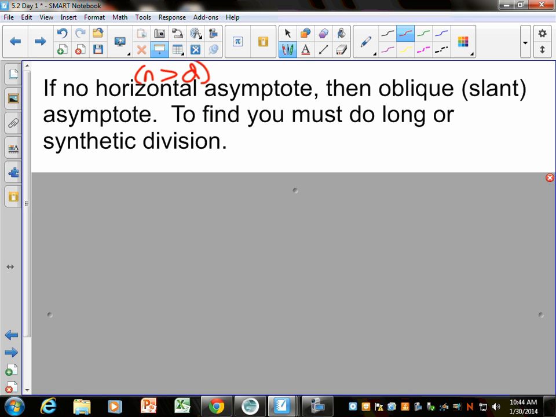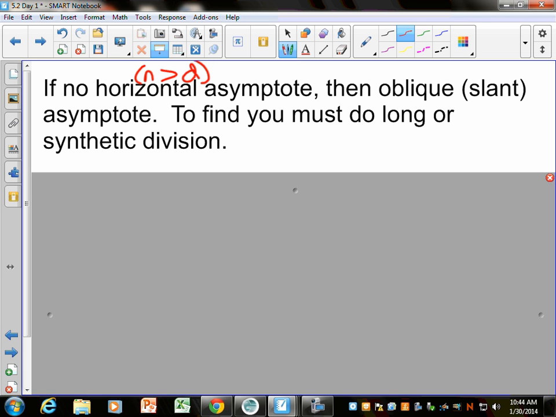And to find it, you have to do long or synthetic division. You remember how to do that, right? Oh, I remember why I hated this. And you might say, well, why would you do long division when you could do synthetic division? But you can only do synthetic division sometimes, and so I'm going to show you why you might have to do long division.